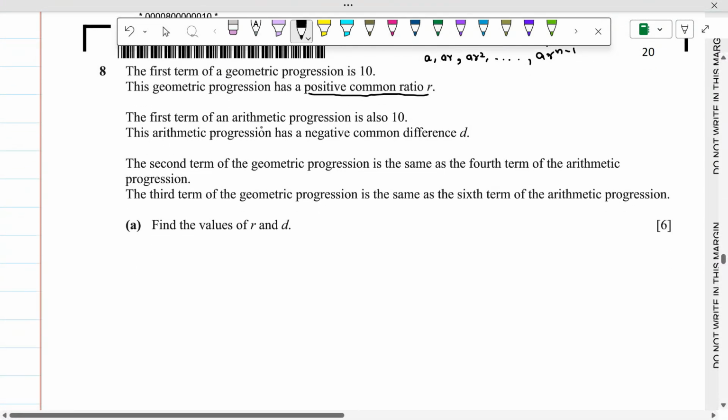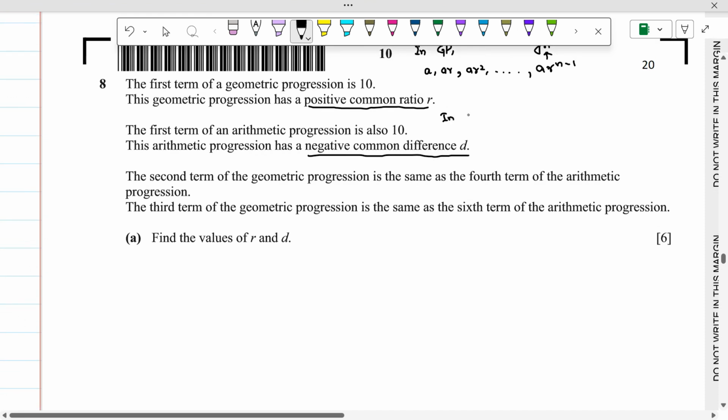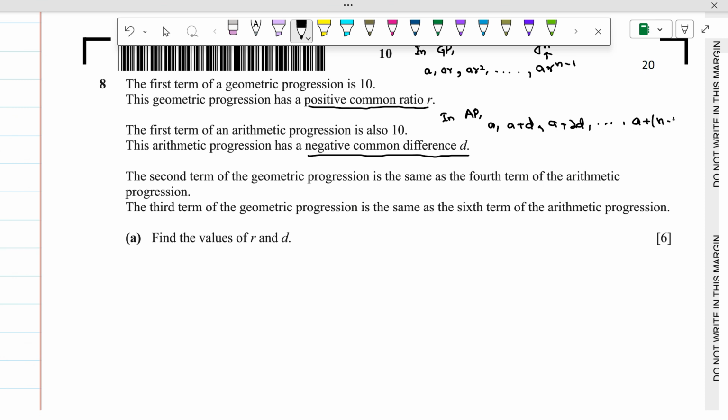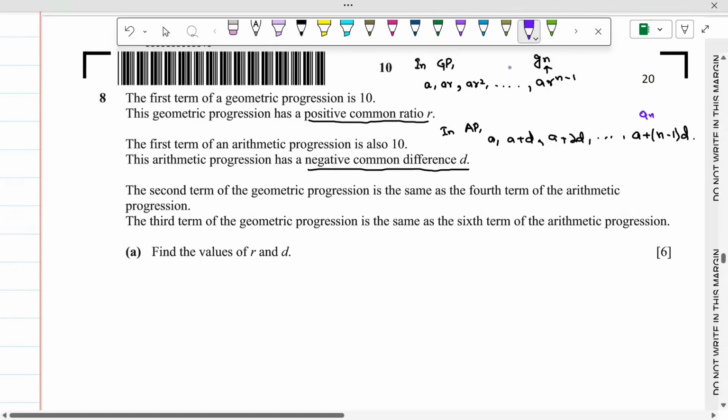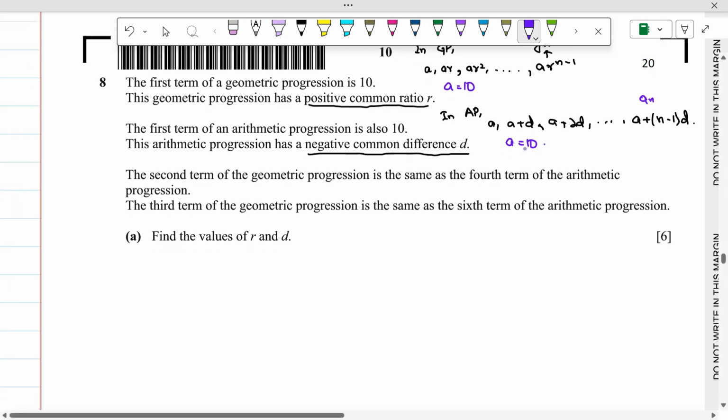The first term of the arithmetic progression is also 10. This arithmetic progression has the negative common difference d. So in arithmetic progression, we have a, then a plus d, then a plus 2d, and it moves up to the nth term, which is a plus n minus 1 times d. So the nth term is an. In the arithmetic progression, the first term a is also equal to 10.